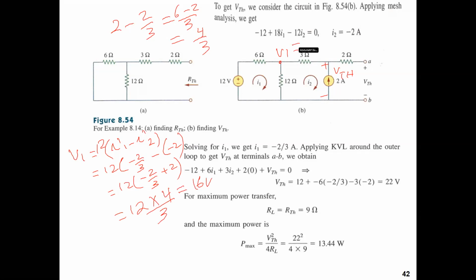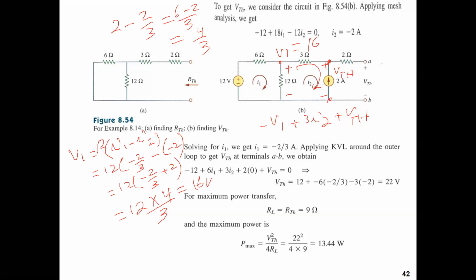Okay, so V1 would be 16 volts, and V1 is plus minus here. So if we use loop 2 to find VTH, it would be minus V1 plus 3 I2 plus VTH. I'm using this loop here. So this is the voltage VTH.